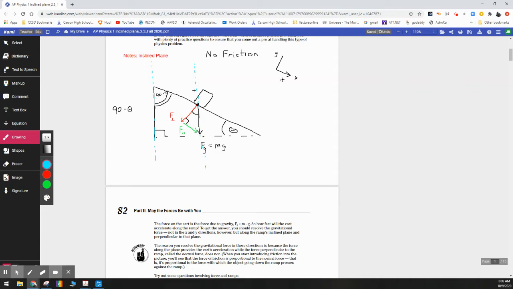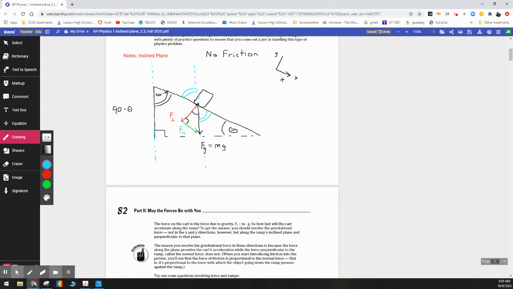So here we have alternate interior angles. We'll go ahead and draw this like this here. And this angle is equal to this angle here because of alternate interior angles. This angle and this angle here are also the same because they're vertical angles. Okay, so you're with me so far? Alternate interior, vertical angles.